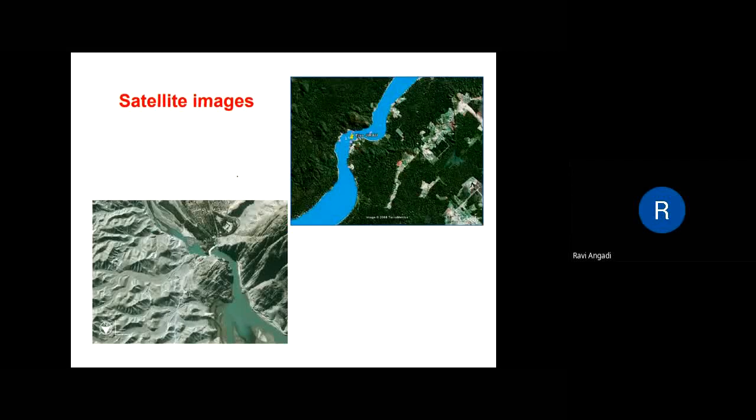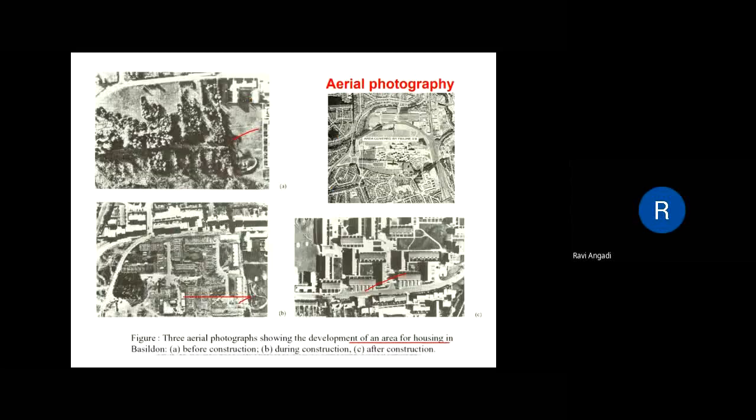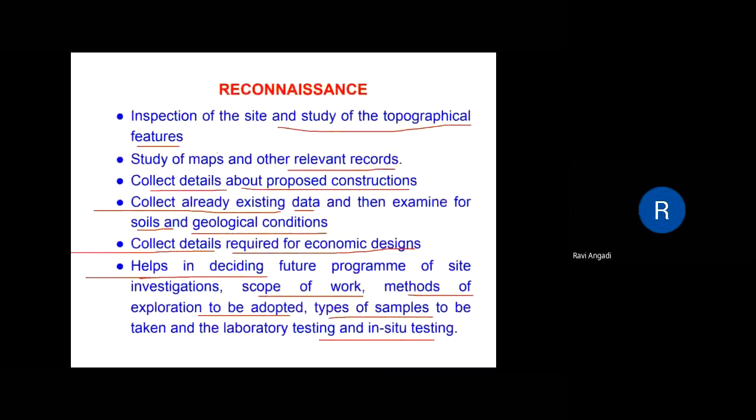And in case of a dam, suppose a dam is to be constructed at a particular site, then the geotechnical engineer or the person in charge of subsurface exploration should get information about the type of dam, its height and base width, and other salient characteristics, and take them into account in a reconnaissance survey. So all these things are to be taken into account while doing the reconnaissance.